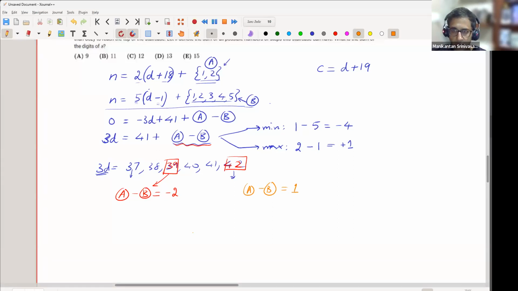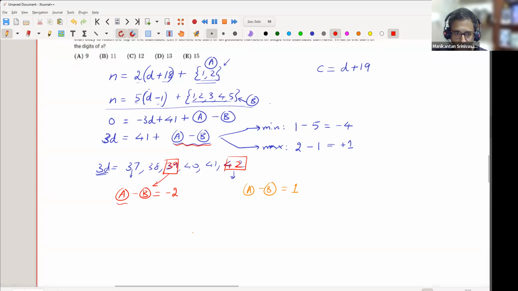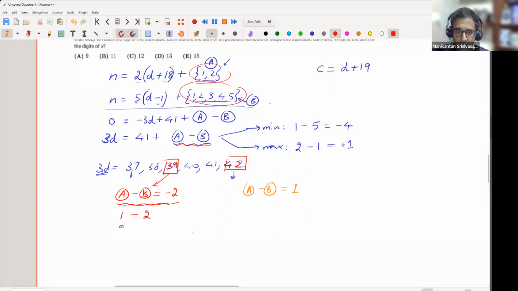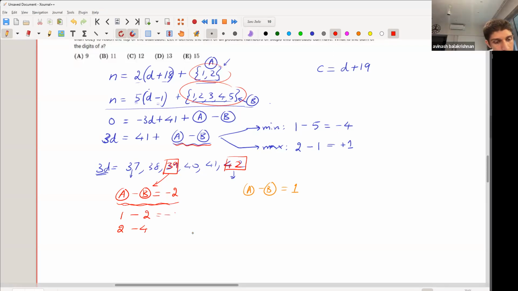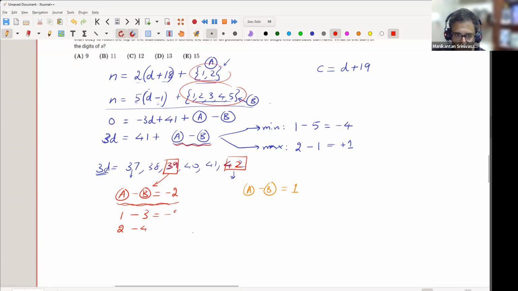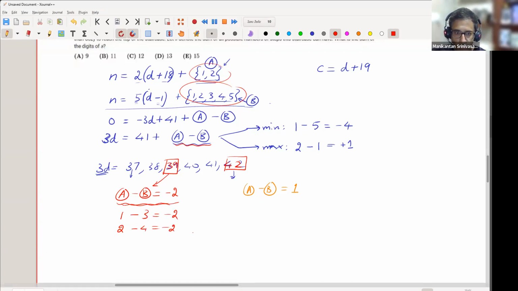Okay, good. Now, thank you for the quick catch. You guys are paying attention. Wonderful. Okay, so how can I reach A minus B as minus 2 among the values in A and B? One possibility is 1 minus 3. The other possibility is 2 minus 4. I'm making so many silly mistakes today. Yes, you're right. Thank you. So 1 minus 3 and 2 minus 4. Both are possibilities for reaching minus 2.